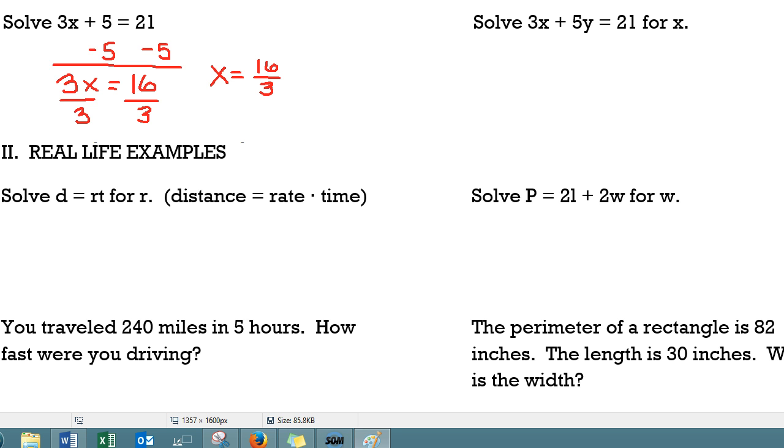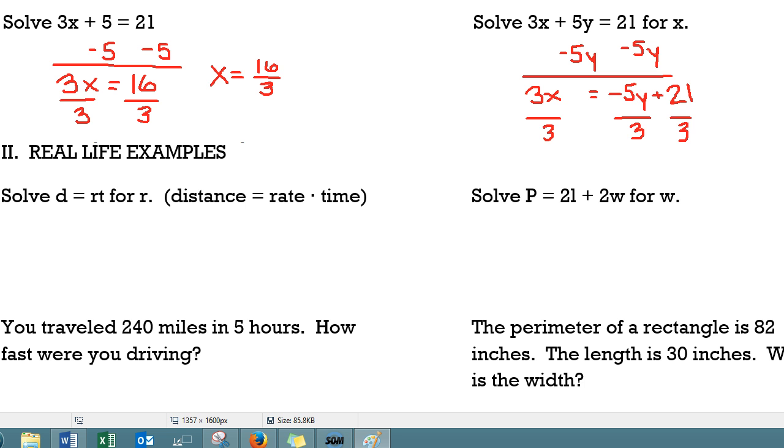The same thing is going to happen on the right. It said solve 3x plus 5y equals 21 for x. Okay, it's the same thing. Instead of subtracting 5, you're going to subtract 5y. That's the only difference. That's going to give you 3x equals negative 5y plus 21. Remember, they're not like terms, so you have to leave it as it is.